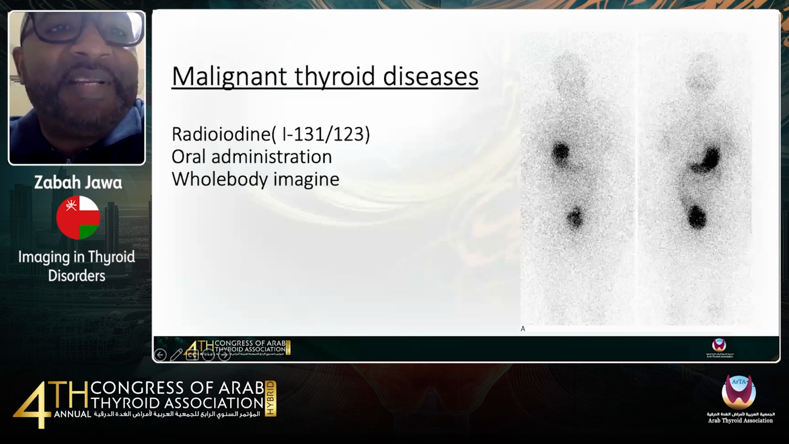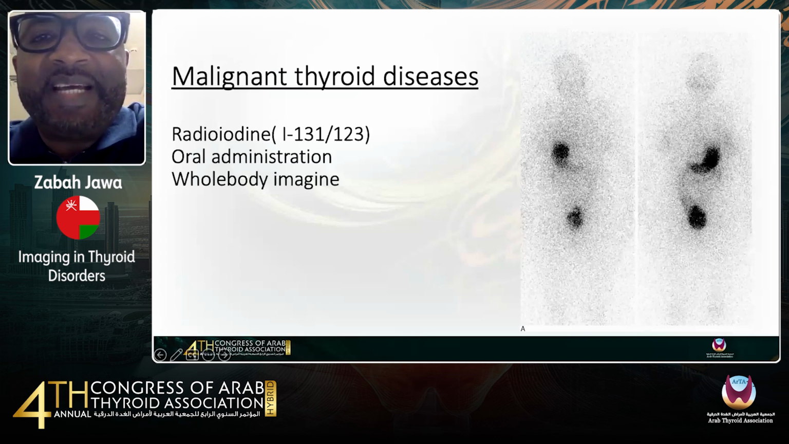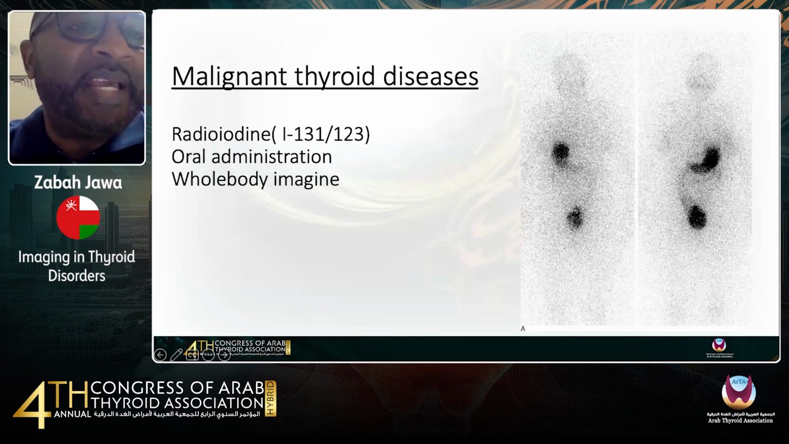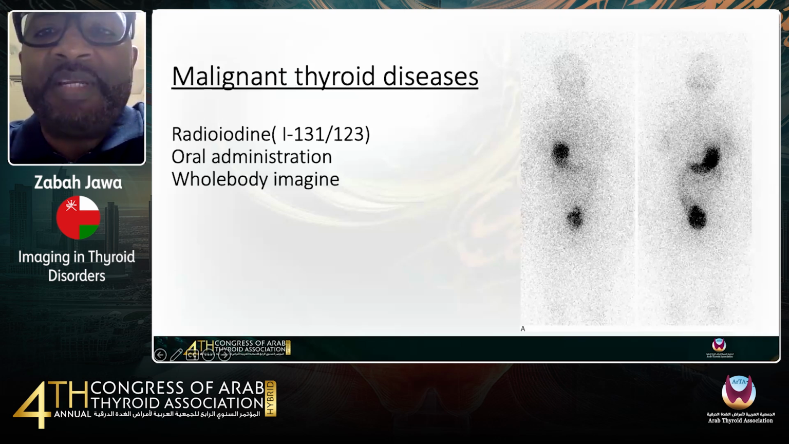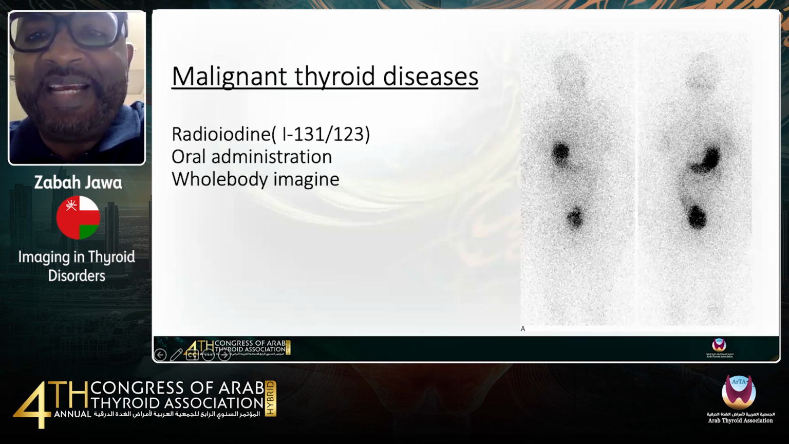So in malignant thyroid disease, the imaging modalities that are done for evaluating malignant thyroid disease are different from those that are used for benign. Like I told you earlier on, in patients with malignant thyroid disease, we do radioiodine, and it can be iodine 123 or iodine 131. This is administered orally. It is not administered intravenously. And you can do a whole body imaging. So this is a normal whole body imaging of a radioiodine scan in a patient with thyroid malignancy in remission.